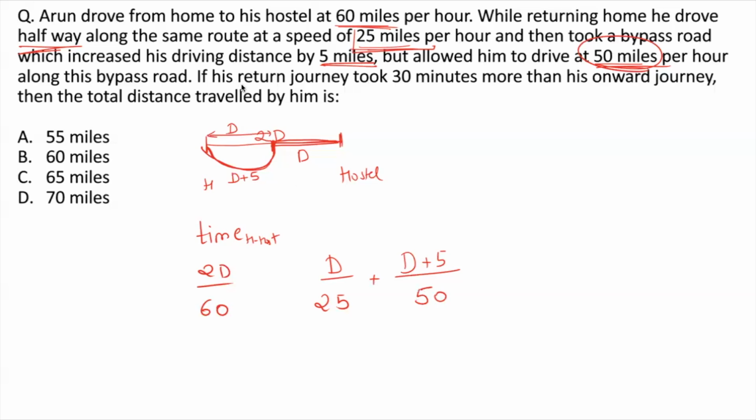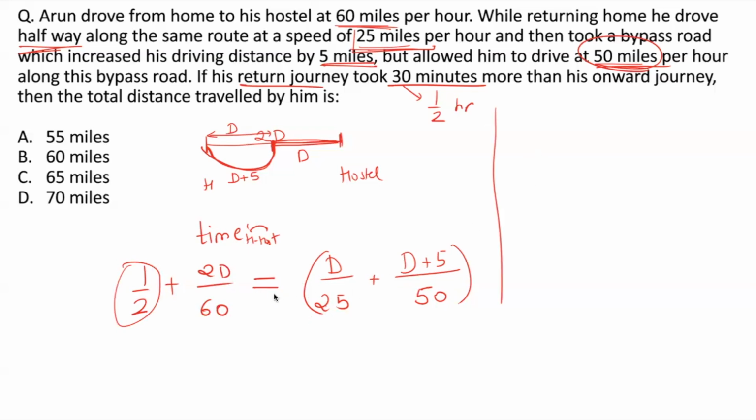And they have said his return journey took 30 minutes more, and 30 minutes is basically half an hour more. So the time taken for the return journey was equal to half an hour more than his onward journey from home to hostel. Whatever time it was, 2d upon 60, for the return journey he has taken half an hour more. So d by 25 plus d plus 5 upon 50 is half an hour more than the onward journey. Now you have to solve for the variable d and we can get our answer after that.